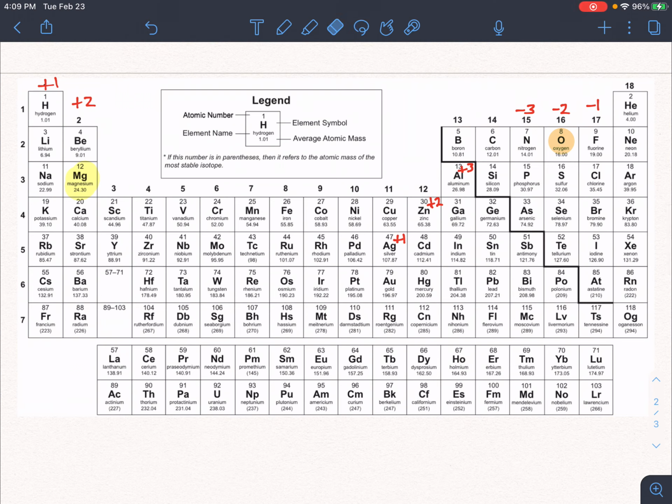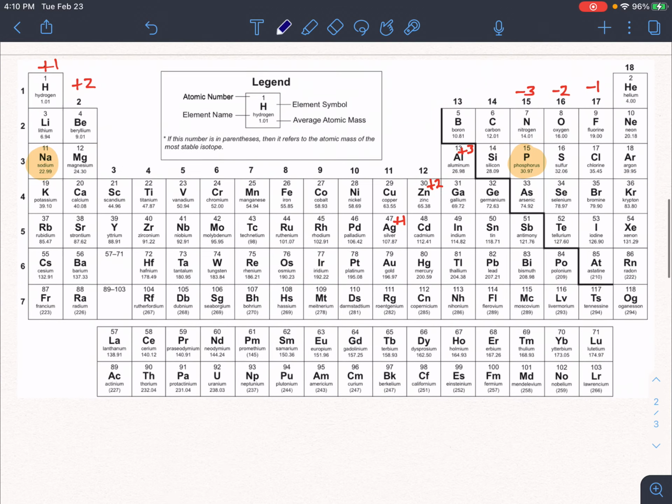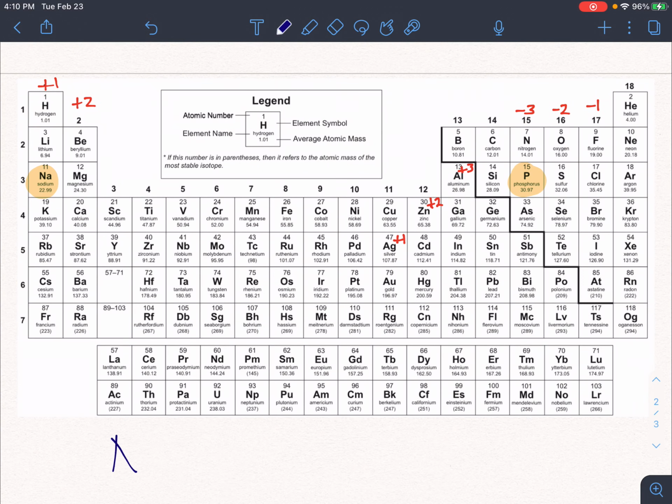So let's go ahead and change our metal this time. Let's change it to sodium. Sodium is a popular one. Let's put sodium together with phosphorus. I think this is an example we did in class, but I'm going to do this one again anyway. So again, sodium has a +1 charge. Phosphorus has a -3 charge.